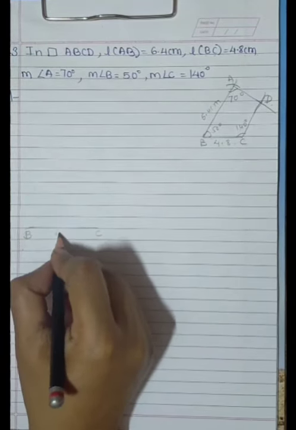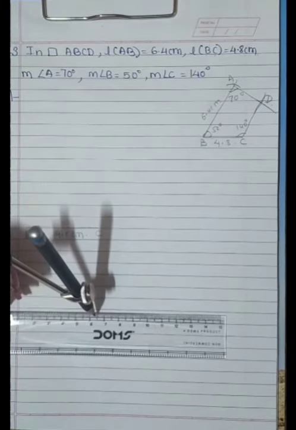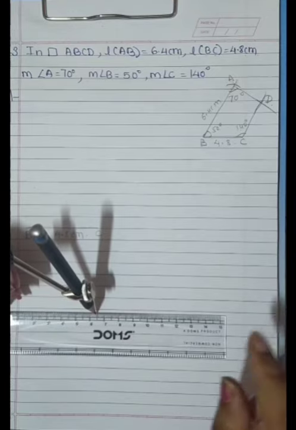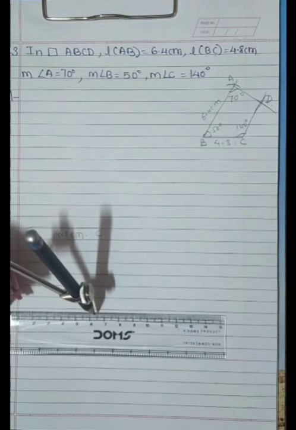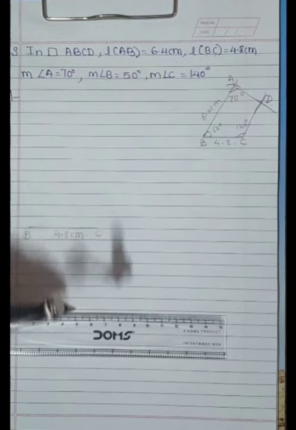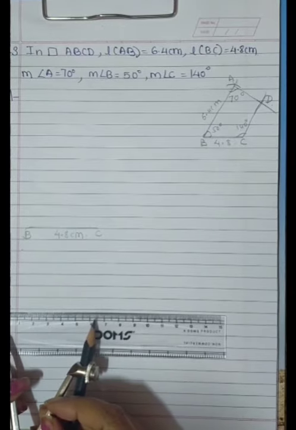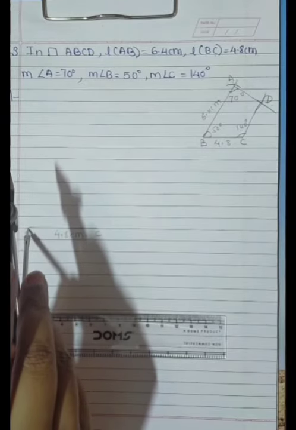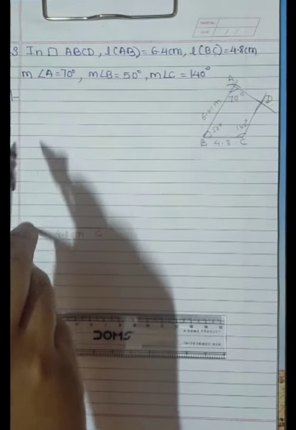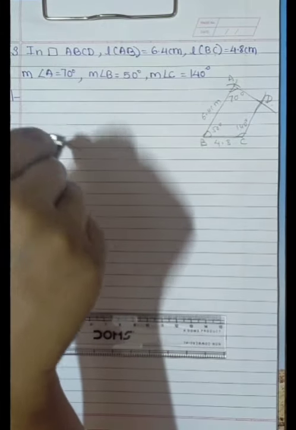BC is 4.8 centimeter. Now we have taken 6.4 centimeter. That is our next step. I hope it is visible. A 6.8 centimeter arc will be drawn from point B. Okay, this is our arc.